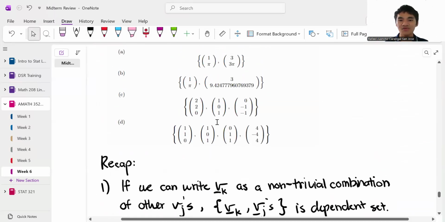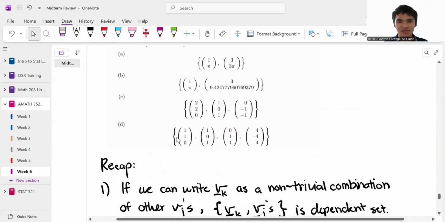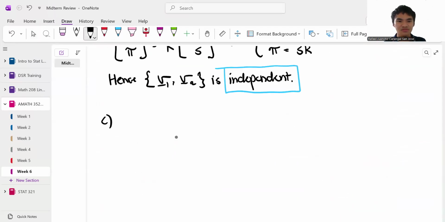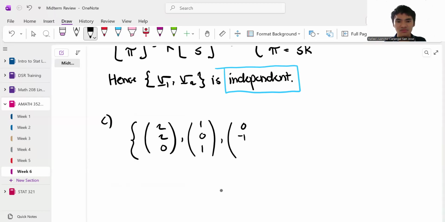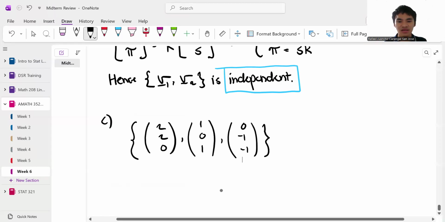Okay, here in letter C, we have 3 vectors. So I think this is where we need to do that. Okay, so I'm gonna do this. 2, 2, 0. I think this was 1, 0, 1. This was 0, negative 1, negative 1.